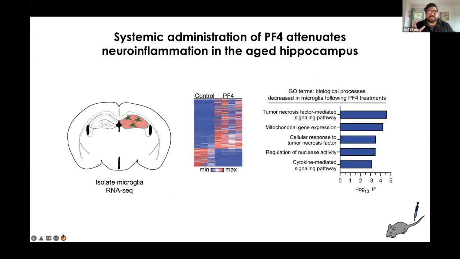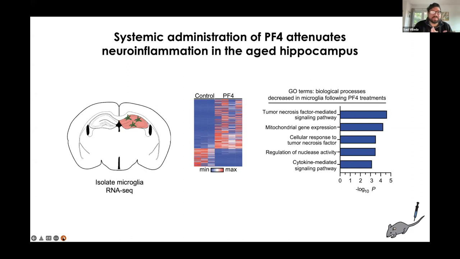Then we went one step further and treated the animals in vivo, isolated the microglia, and did RNA sequencing on those bulk microglia from either control or PF4 treated animals. When we looked at the RNA sequencing for biological processes, it was really this TNF signaling pathway that was being decreased across the board with PF4, pointing towards these immune-related signaling cascades as being attenuated. So we think that somehow platelet factor 4 in the periphery is able to attenuate some of these signaling cascades.